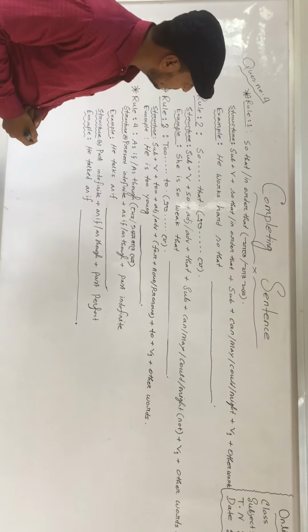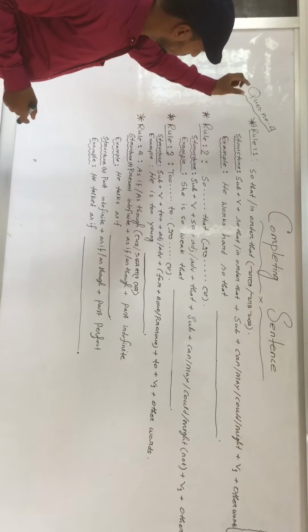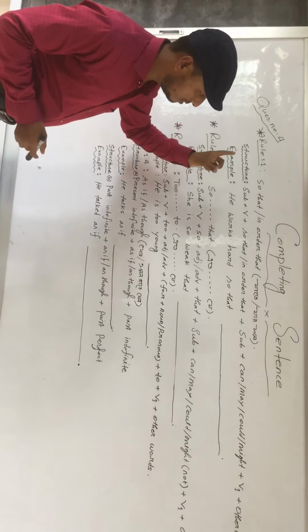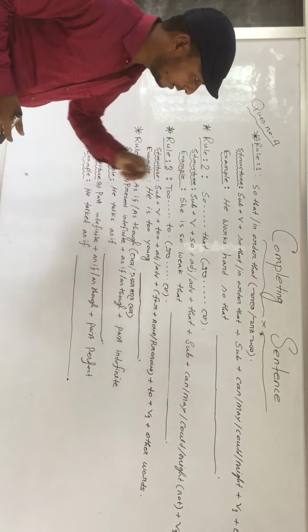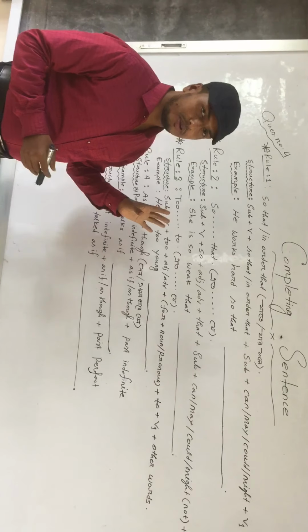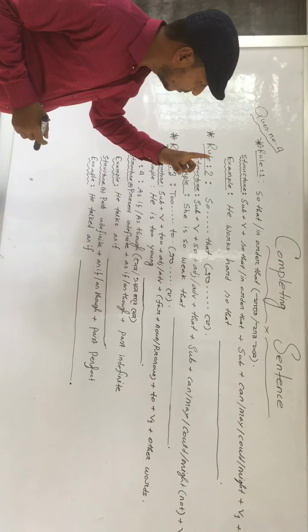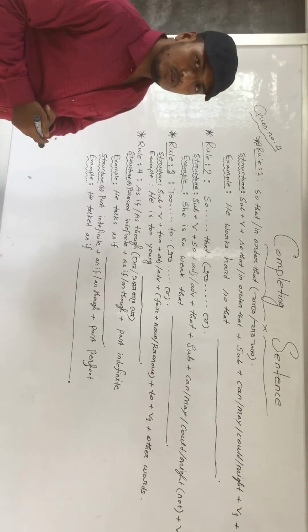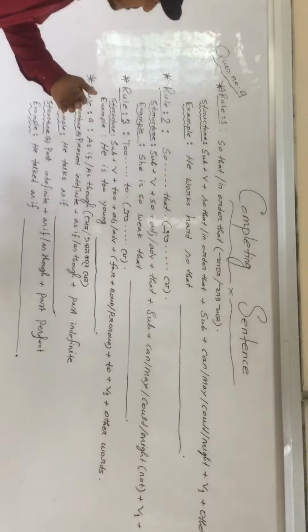You know, completing sentence is in your question number 4. There are 5 sentences in your question paper. The sentences are incomplete and you have to complete them. Today I am going to discuss some important rules of completing sentence. Rule number 1. Let's start.